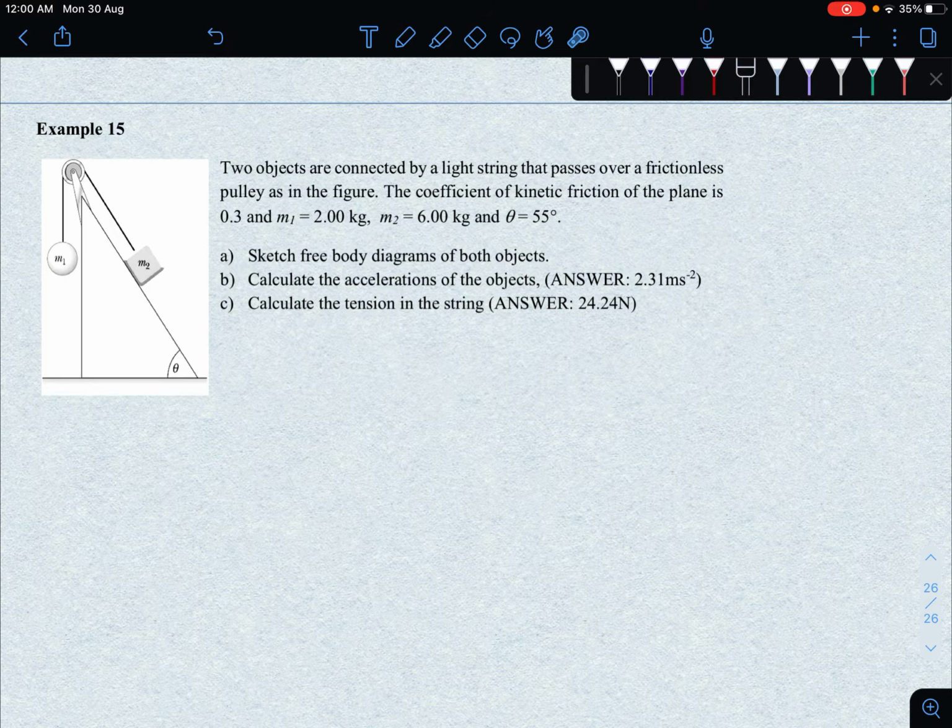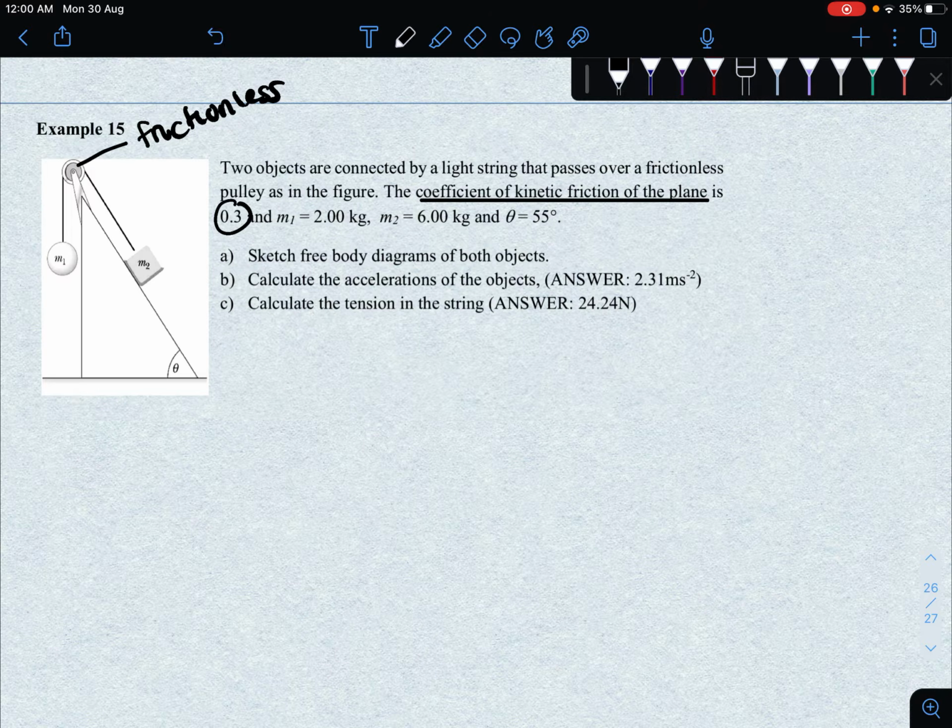Alright, so what we have here is two objects, M1 and M2, connected across a string. And the string is passed over a frictionless pulley. So yang dia cakap frictionless ni adalah pulley sahaja. And then the question says that the coefficient of kinetic friction of the plane is 0.3. So kalau kita tengok, ini adalah plane yang kita tengah cakap where your object M2 is sitting. This plane has a mu of 0.3. Mu is a coefficient. Mu ini tak ada unit, dia adalah unitless.